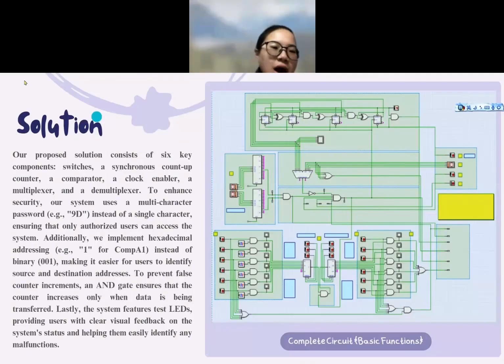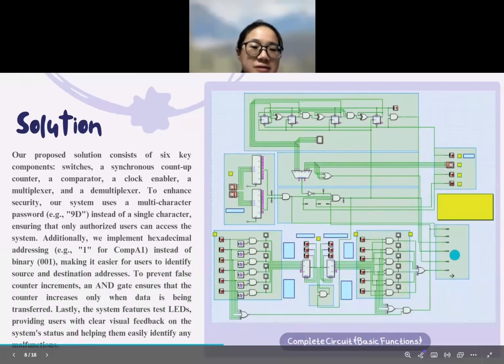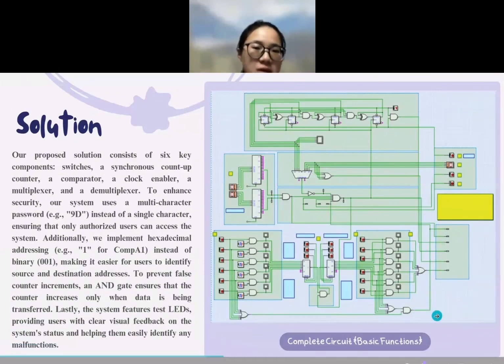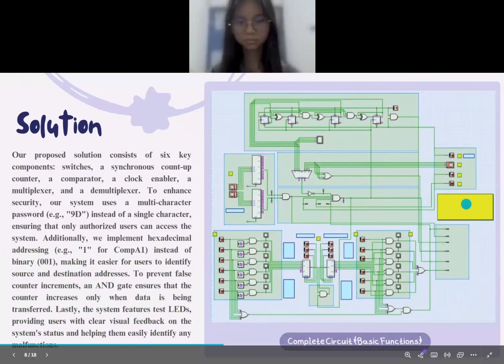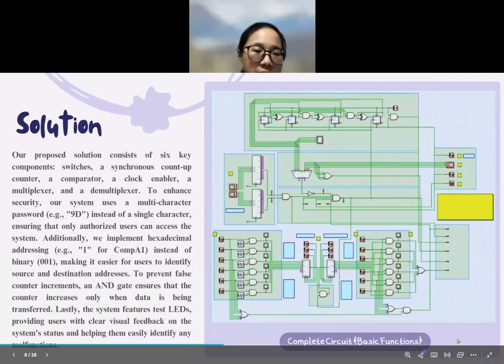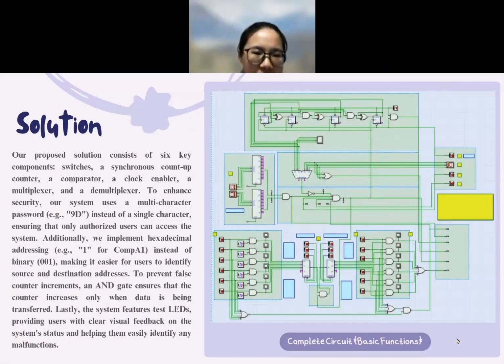Solutions. Our proposed solutions consist of six key components: switches, a synchronous count-up counter, a comparator, a clock enabler, a multiplexer, and a demultiplexer. And to enhance security, our system uses a multi-character password, 9D, instead of a single character, to ensure that only the authorized user can access the system.